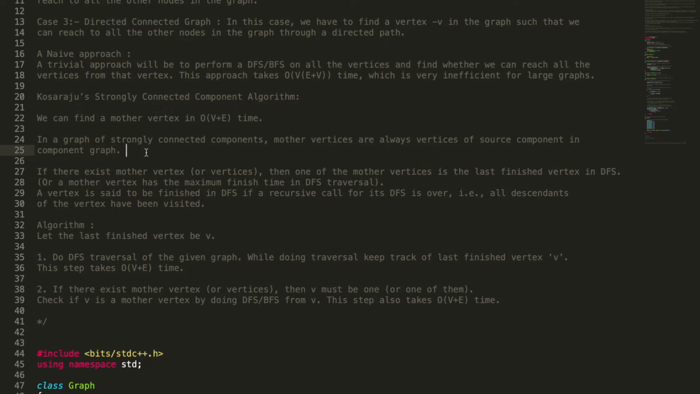Now, there are certain terms that whenever you study DFS traversal in a tree or a graph, mostly in a graph, you should know: what do you understand by the finishing time of a particular vertex? A vertex is said to be finished in DFS if the recursive call for its DFS is over. That is, all descendants of the vertex have been finished.